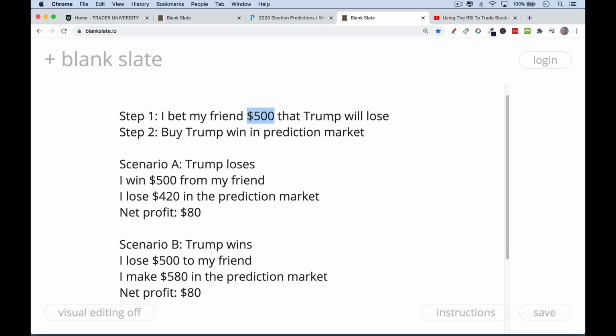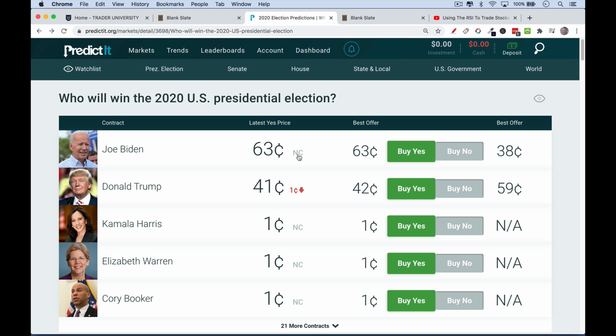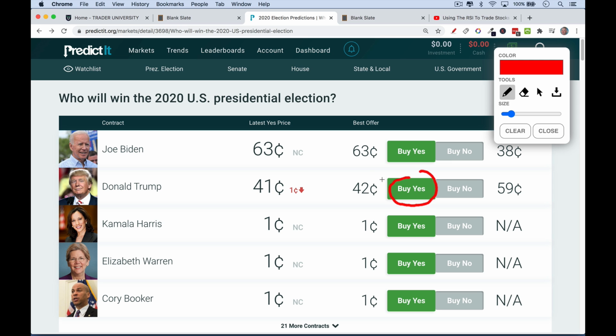So I'm going to bet that Trump loses. I'm basically going to short Trump with my friend, and then I'm going to buy Trump in the prediction market. I'm going to buy a Trump win, so I'm going to go long. I'm going to go here and buy yes. I'm going to pay 42 cents, and then if Trump wins, this will pay off at 100 cents, or $1.